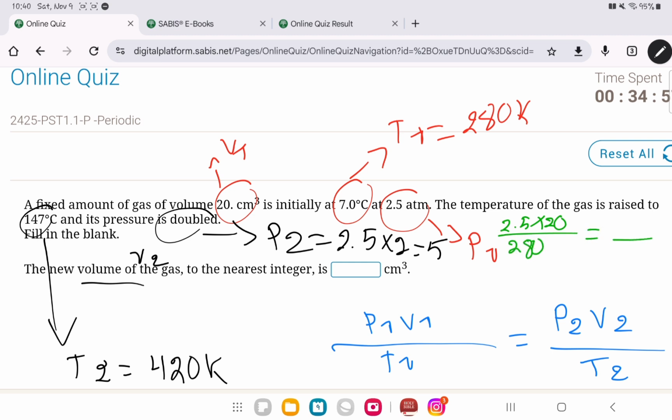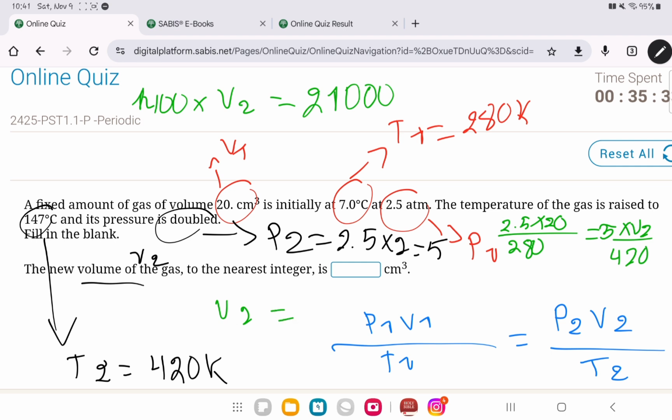It is equal to what? It's equal to pressure 2, which is 5, times volume 2, which we need to find, over temperature 2, which is 420 Kelvin. So then we do cross multiplication. We are going to get 280 times 5, so 1,400 times volume 2 is equal to 420 times 2.5 times 20, which is 21,000. And then you can find volume 2 by doing 21,000 divided by 1,400, and we are then going to get 15. So very simply, volume 2 is equal to 15 centimeters cubed.